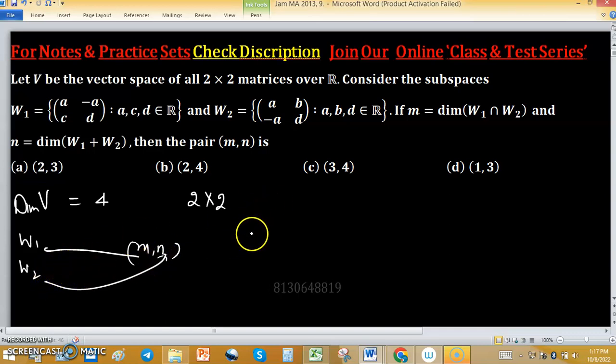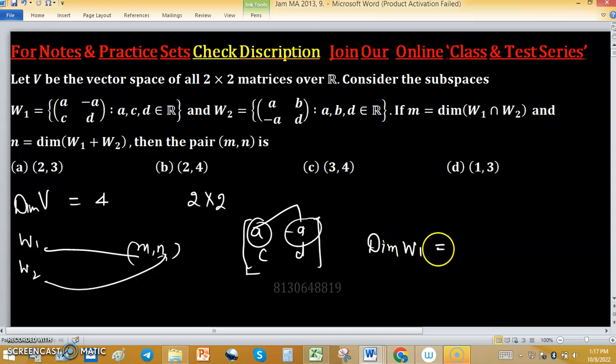So consider an element [a, -a; c, d] of W1. At how many positions are we independent? If we know the value of a, then -a we already know. So we will consider only one independent choice in these two, and c and d are independent. So there are 3 independent choices, so the dimension of W1 is 3.